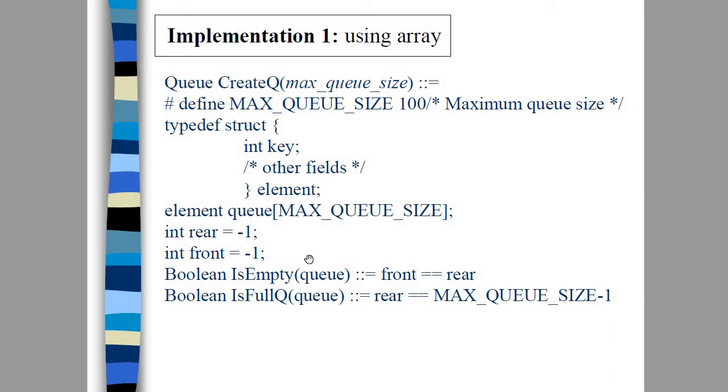How will we identify the logic for checking whether the queue is empty or not? If the front and rear pointers are both equal, then we identify that the queue is empty. And how can we write the logic for checking whether the queue is full or not?